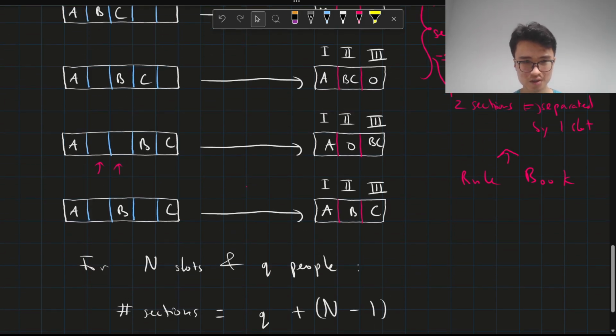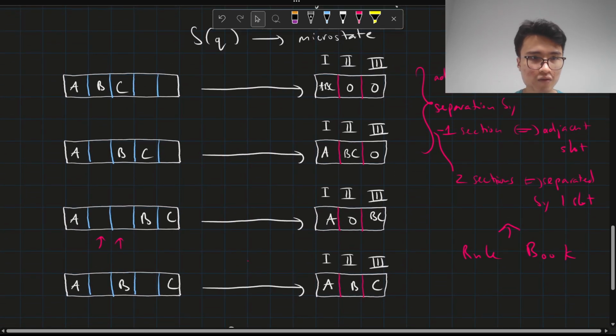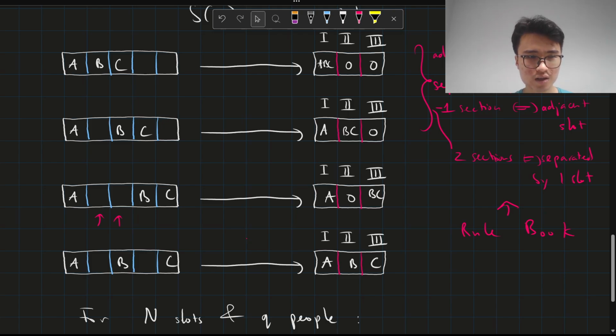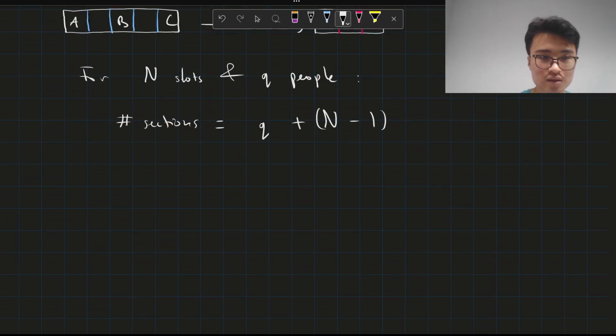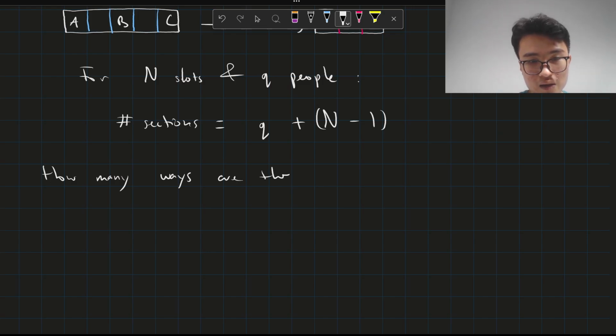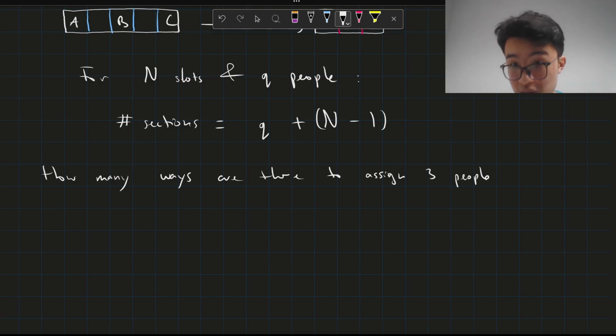Now if you take a look at the sections here, in this case 5 sections, if you take a look at each one, it's really like asking how many ways there are to assign 3 people, in this case ABC, into five sections.